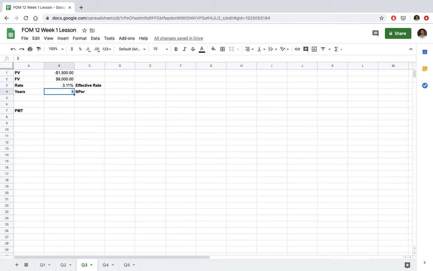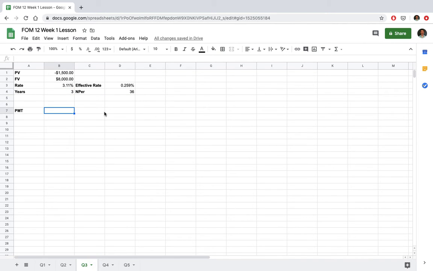Now, like the question said, our effective interest rate, that means we need to take this rate and divide it by the number of times we are compounding every year. It was monthly, so we'd have to divide this by 12. So equals, click on this, and then /12. Same thing for the number of years, except instead of dividing by 12, we are going to be multiplying by 12. So we take our number of years, multiplied by 12, equal sign at the front, hit enter.